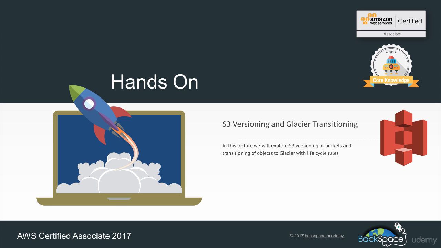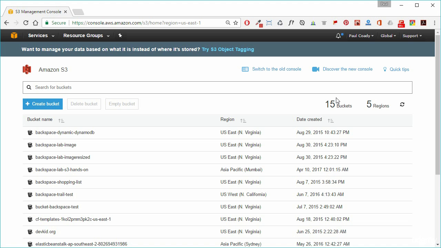I'll also look at putting expiry on objects so that after a period of time, they can be removed from our account. And that would be both S3 and Glacier.